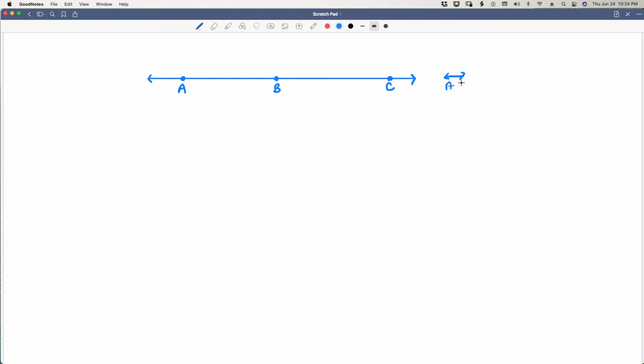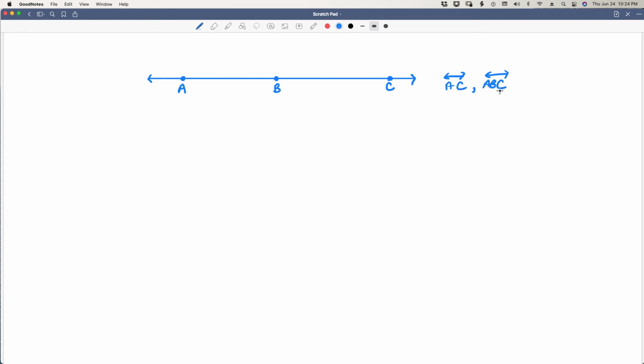We call it AC, we call it line ABC, we could call it line CA, CBA. We could call it line AB. We could call it line BC. Typically what we do is name a line by the first and last point or by all the points.